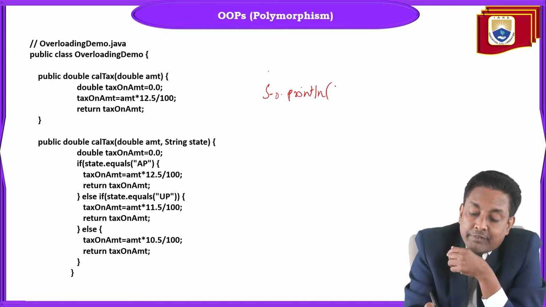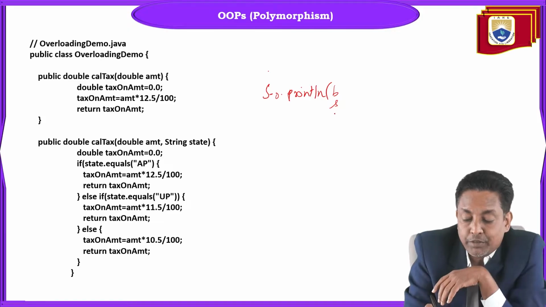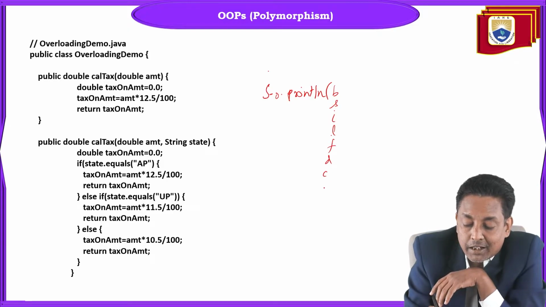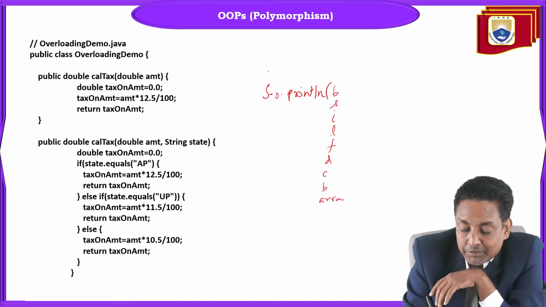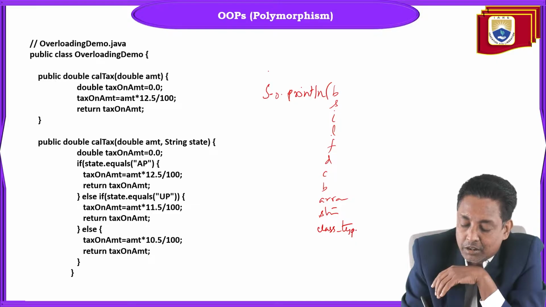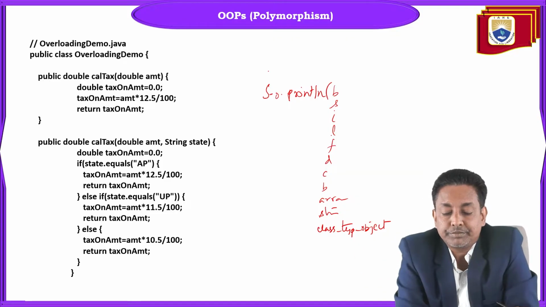In this println method, we can pass a byte variable as argument, short variable, int variable, long variable, float variable, double variable, character variable, boolean variable, an array, any string object, any class type object as argument. Any class type object can be passed as argument.